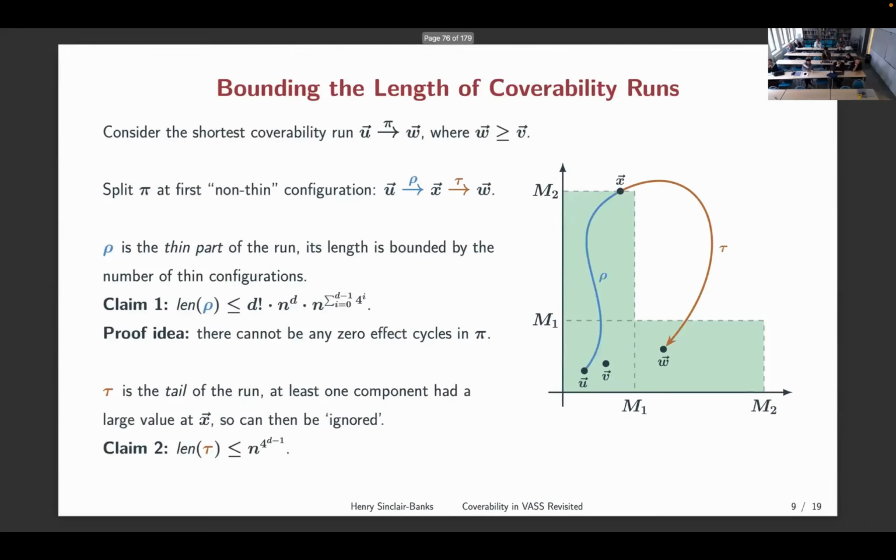the length of tau is less than n for d minus 1. It still requires something about value. Does it? No, it doesn't require any information about W, just about X, just the components that X exceeds. I think it will become clear. I hope so, but ask again if it doesn't.